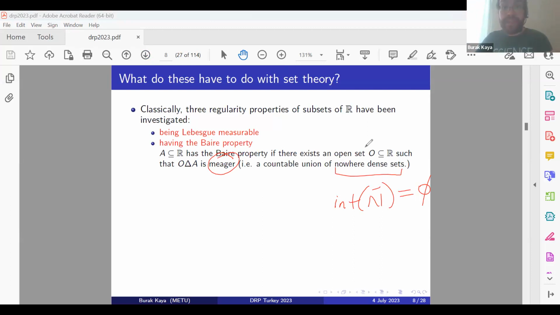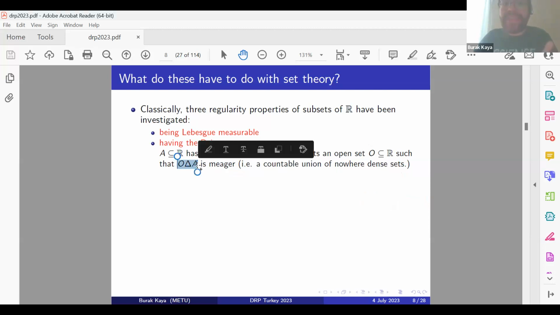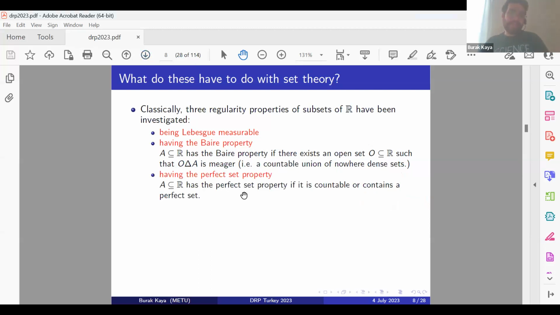And it turns out that having the Baire property, this is the definition, means the following. You're almost open. You differ from an open set by a meager set. So if you have the Baire property, then there's an open set such that when you take the symmetric difference, you get a meager set. So you're almost open. And the last property is called the perfect set property.